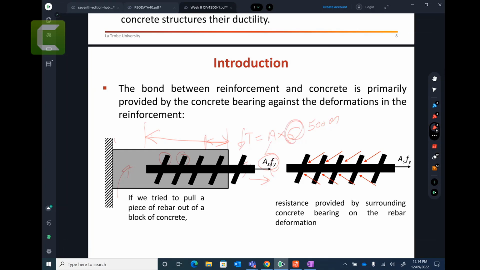We need to provide this length in a way that if you apply the tension force equal to AsFy, it is still intact. Still intact means still inside the concrete. It does not come out. How does it happen? Because as you know, this concrete which is inside here will create the resistance for this steel to not come out, because this concrete is going to try to hold these steel bars. If someone is pulling it, then it will not come out.